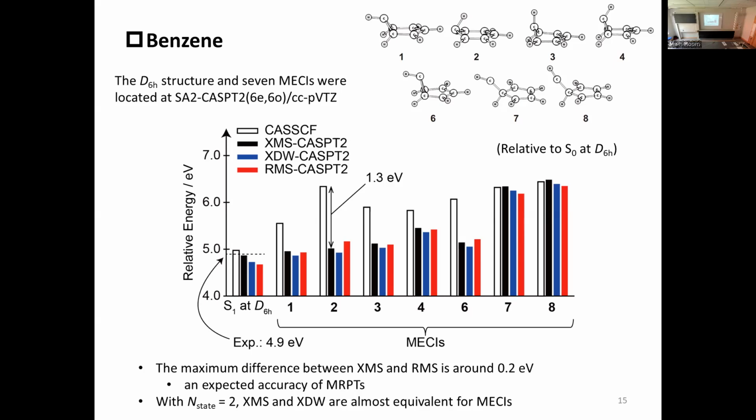And I also located some structures of benzene. There are seven MECIs. I located 7 conical intersections using CASSCF, XMS, XDW, and RMS-CASPT2. And the largest difference between CASSCF and XMS was found in this MECI2. The difference is like 1.3 eV, which is very large in my opinion.